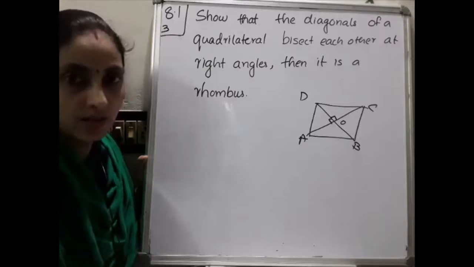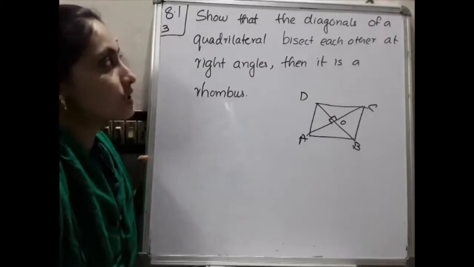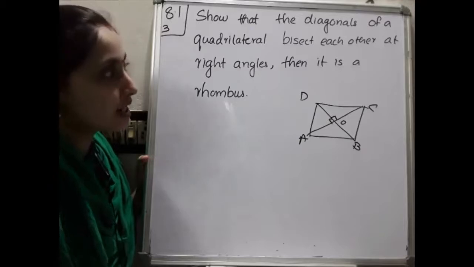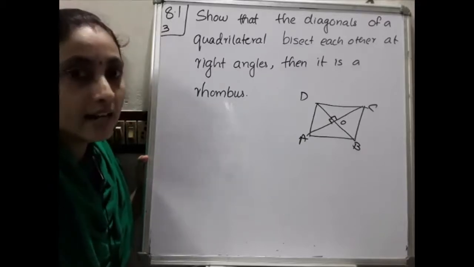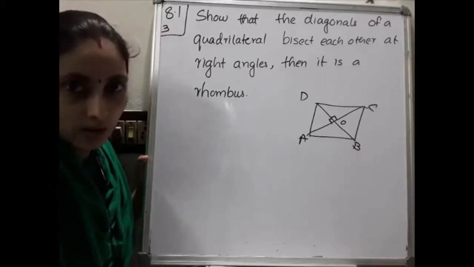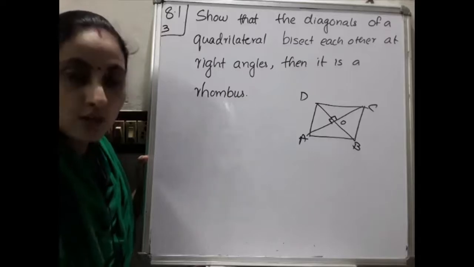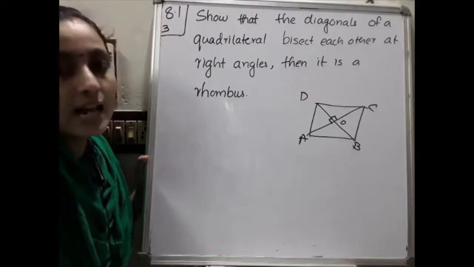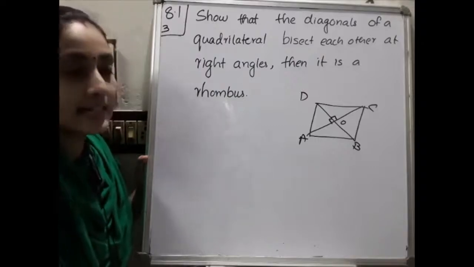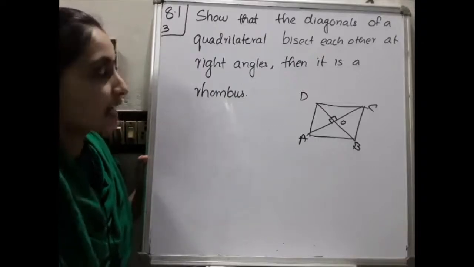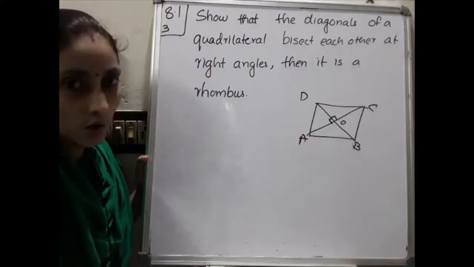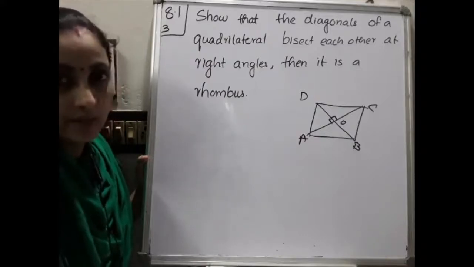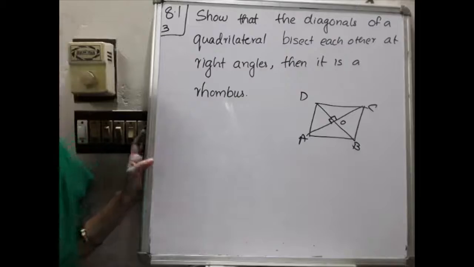Okay, so here in this question, the diagonals of a quadrilateral bisect each other. So it is only a quadrilateral, not mentioned it is a parallelogram, only a quadrilateral. So the first thing you have to prove is that ABCD is a parallelogram, and then you have to prove it is a rhombus. Please write down the question first.